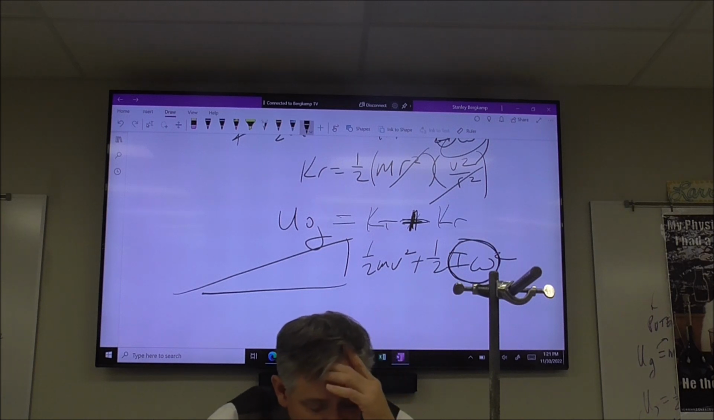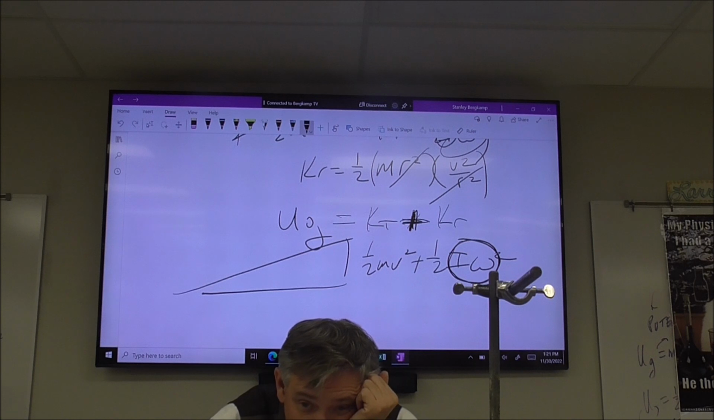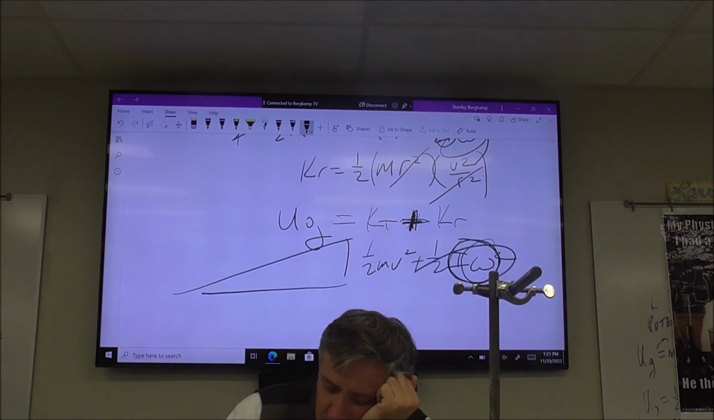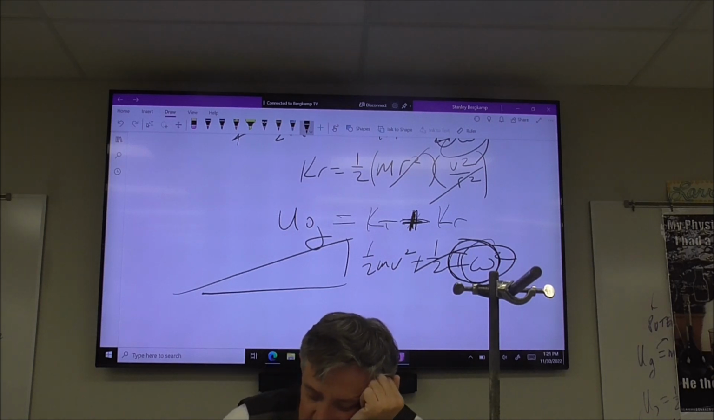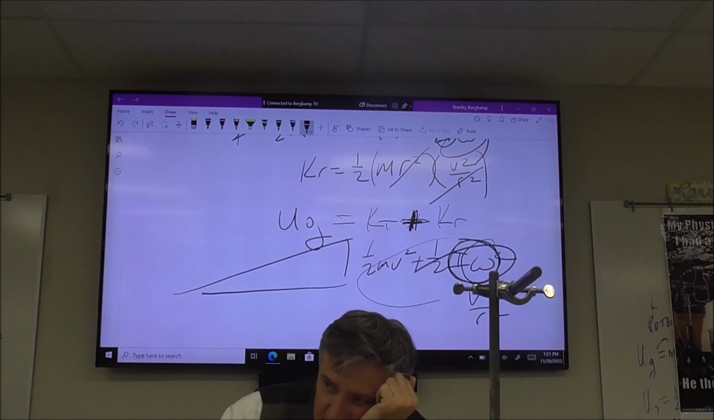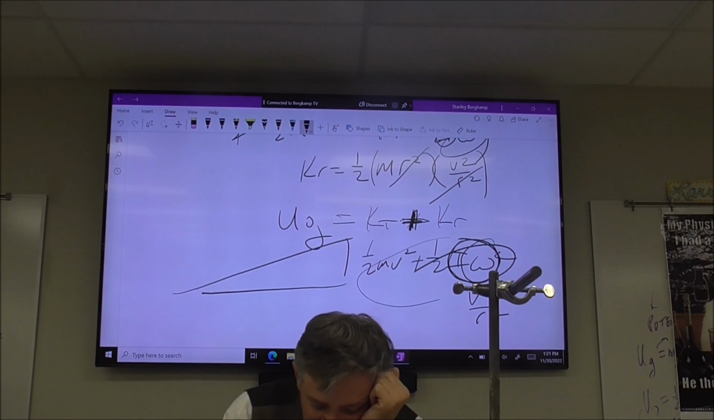What are you going to substitute in there for I? 1/2 mr squared, because it's a cylinder. What are you going to put in for omega squared? V squared over r squared. So that's going to allow you then to cancel out the masses and all this other stuff.